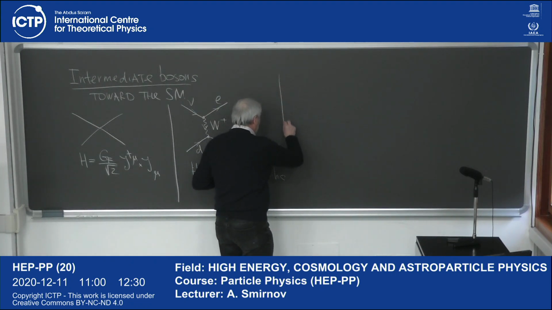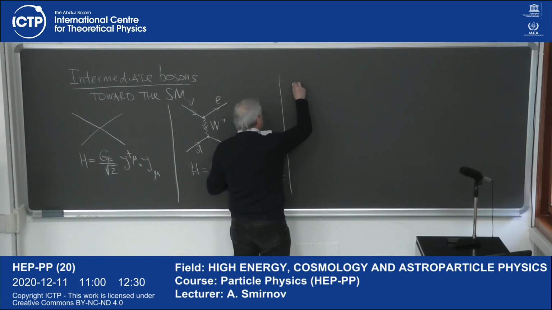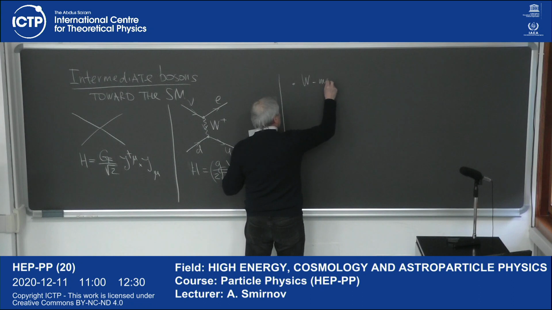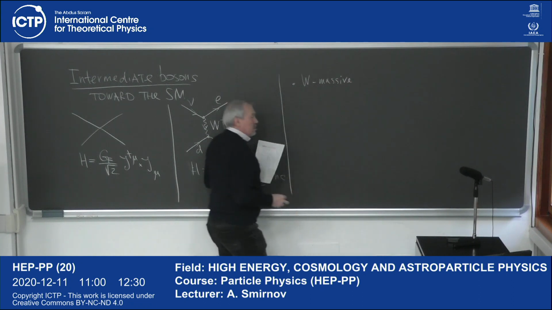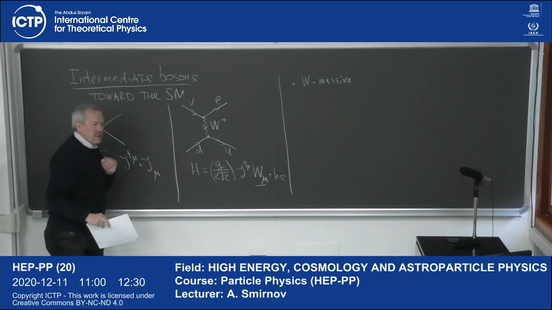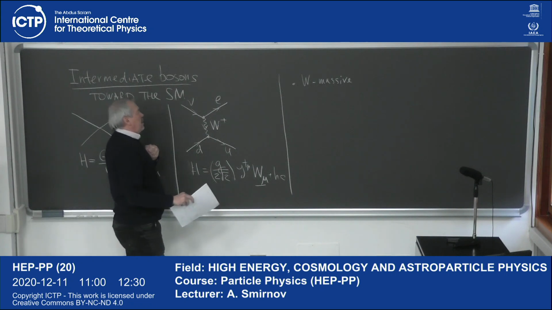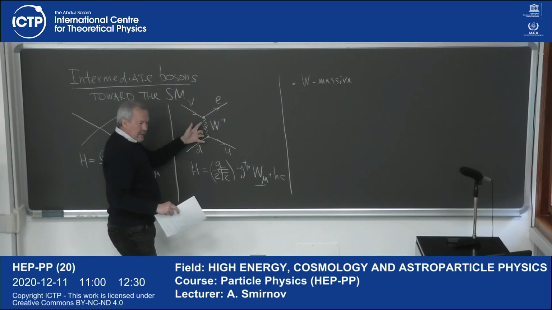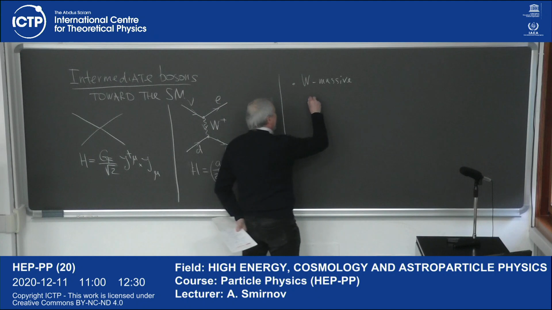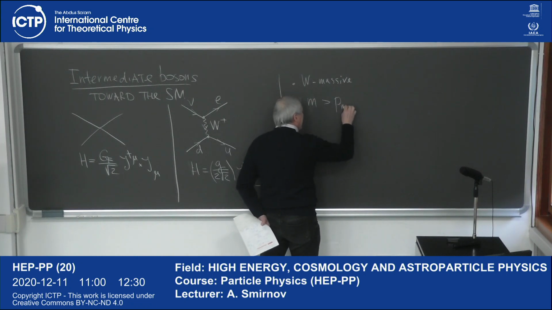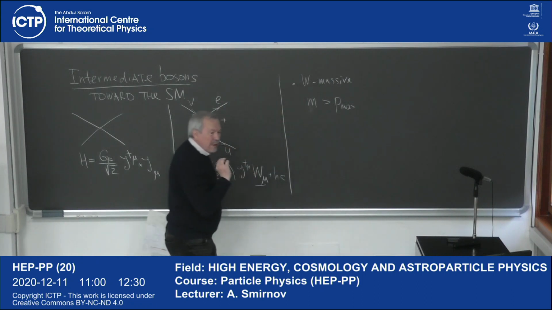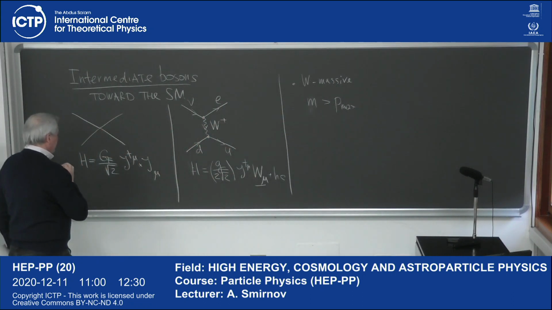So what are the properties of the W boson? It should be massive. And this is because we do not see the structure at low energies. Otherwise, we would see long-range interactions like in the case of electromagnetic interactions. So it should be massive enough. Its mass should be bigger than the maximal momentum at which we still see the point-like structure of the interaction.